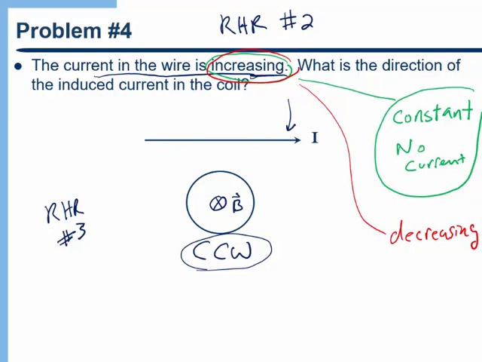Notice that if instead I change this word to decreasing, well, now there's less and less magnetic field going in. And so what does the loop want to do? It wants to make magnetic field going in. And so now I'd point my thumb towards the screen and I would get an answer of clockwise.